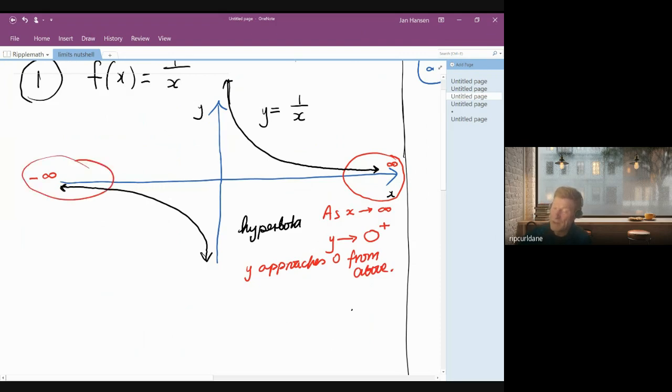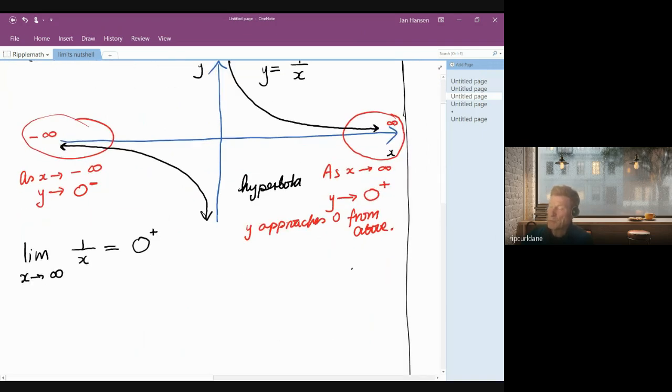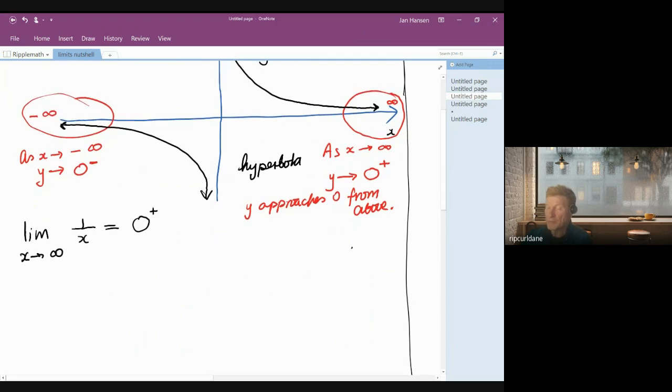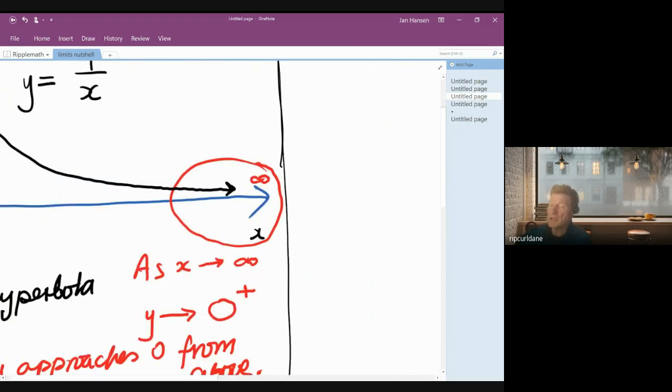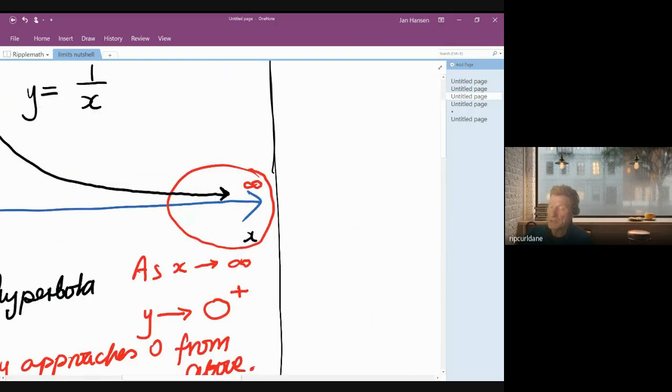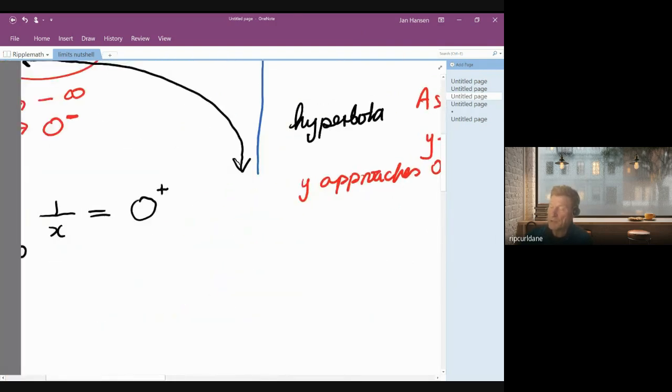Similarly, on this side, as x approaches negative infinity, y approaches 0 again, but this time from below. So maybe I'll use a black pen for that. You can say that the limit as x approaches infinity of 1 over x is equal to 0. I like to write 0 plus because it helps me with the graphs to draw them. Sometimes you get a limit like this and you know it's approaching from above. You know the graph goes asymptotic and you know it does that above behavior. It goes down to the limit from above, so you know how it looks. It was really helpful.